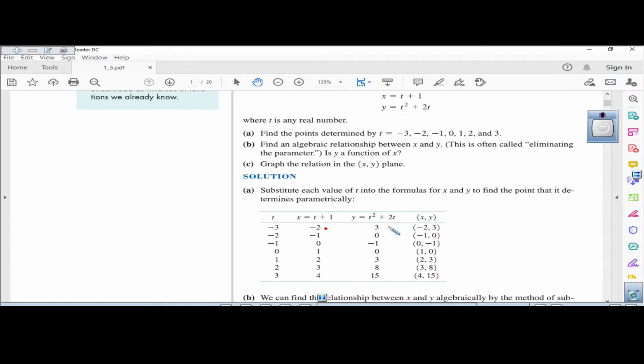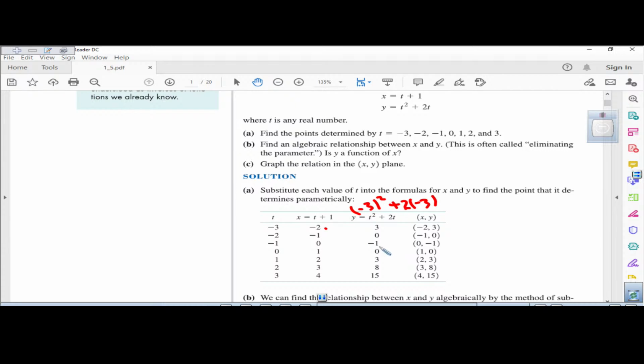And then you could also talk about it in terms of Y. The Y is T squared plus 2T, so you're going to take -3 squared, plus 2 times -3, which is 9 minus 6, which is 3. And then finally they wanted you to have a column for the X's and Y's. So what X did you get? Well, -2. What Y did you get? 3. That's the basic construct of a table here.